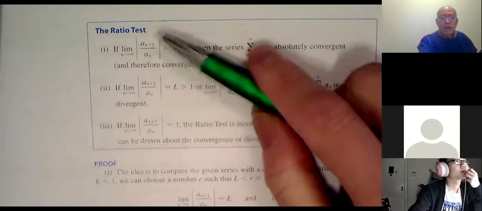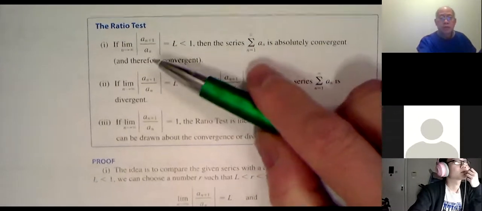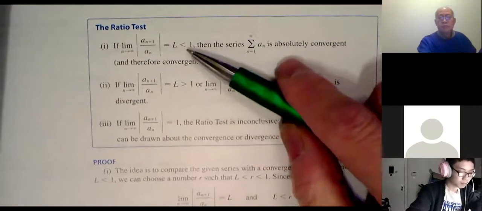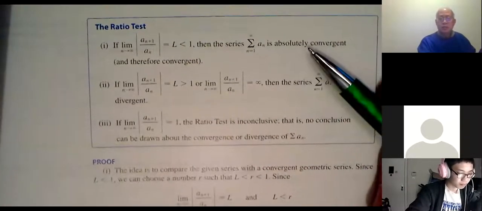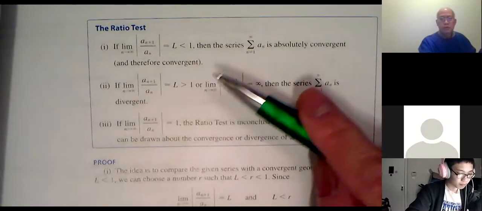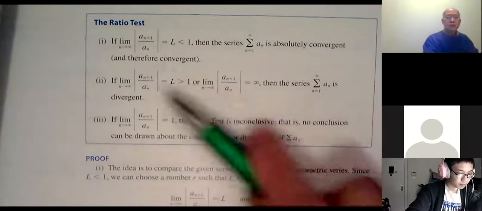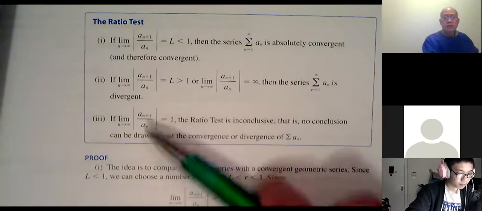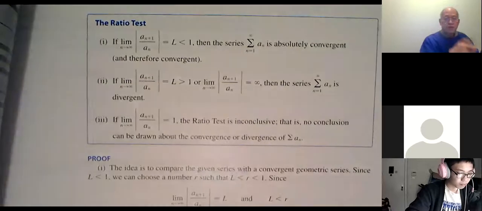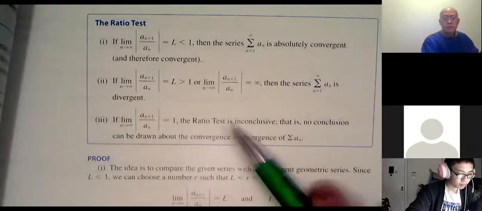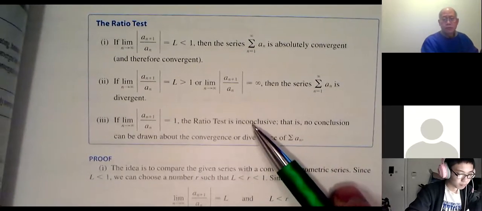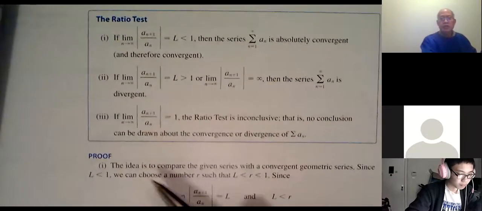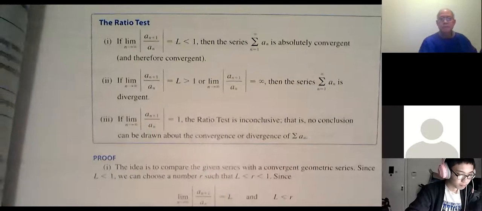So you compare the n plus first term to the nth term in absolute value. If you get something less than 1, AC, absolutely convergent, therefore convergent. If you get something bigger than 1, counting infinity, I guess infinity is bigger than 1, then the series is divergent. If you get the limit exactly 1, the ratio test is inconclusive. The test fails, we sometimes say. It still might converge, it still might diverge. The other case where the test fails is the limit doesn't exist.